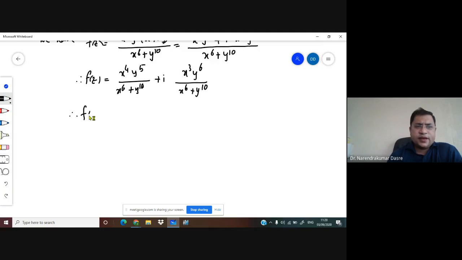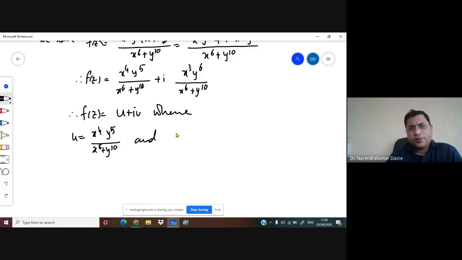And hence I write here f of z is equal to u plus iv, where u is equal to x raised to 4 y raised to 5 upon (x raised to 6 plus y raised to 10), and v is equal to x cube y raised to 6 upon (x raised to 6 plus y raised to 10).